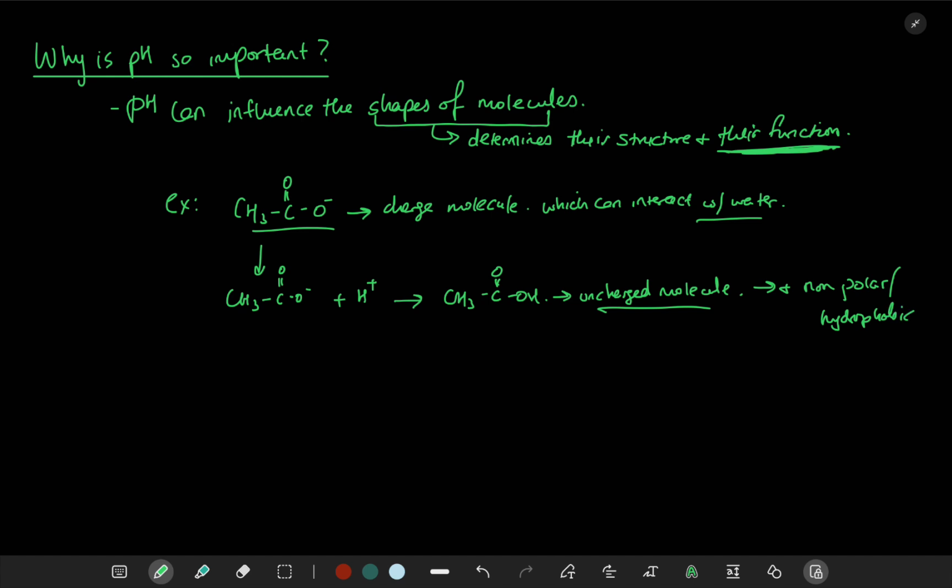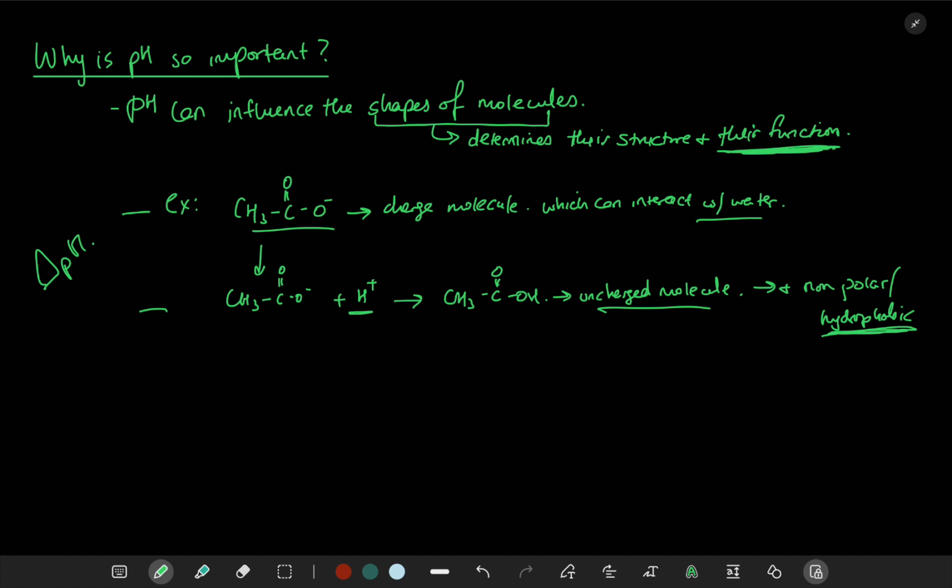Right, so as you can see, these two solutions might have different pHs, so there might be a delta difference in pH between these two solutions. So just by changing the pH between these two, you go from having acetate in its charged, ionic form, which can interact with water, to having a hydrogen ion come along and bind to this oxygen anion in acetate, forming acetic acid. And so now you end up having an uncharged molecule which is hydrophobic and cannot interact with water, or cannot interact in a hydrophilic manner anyway.